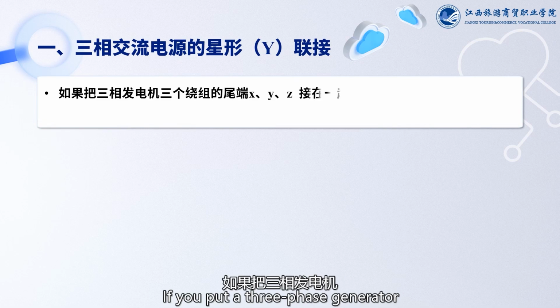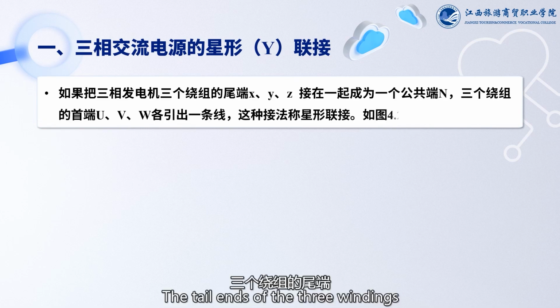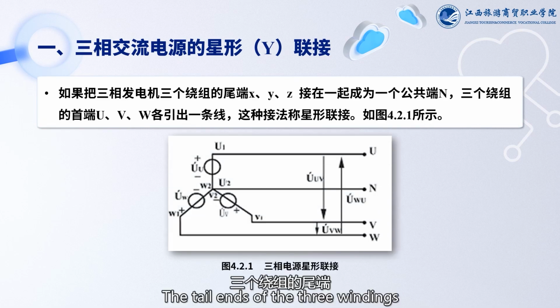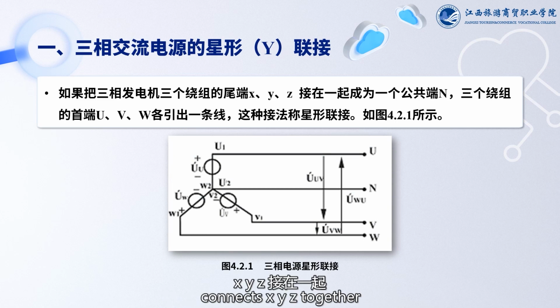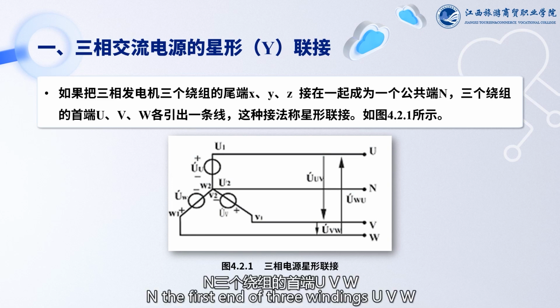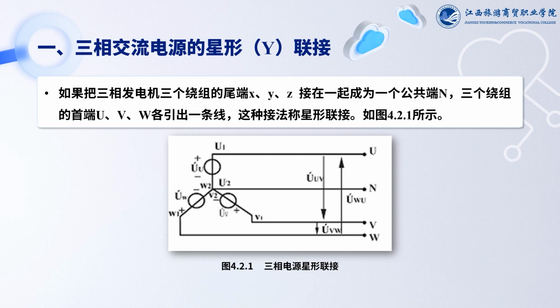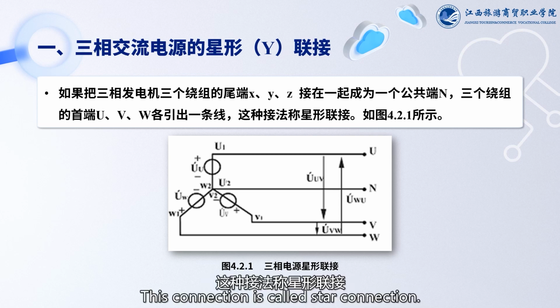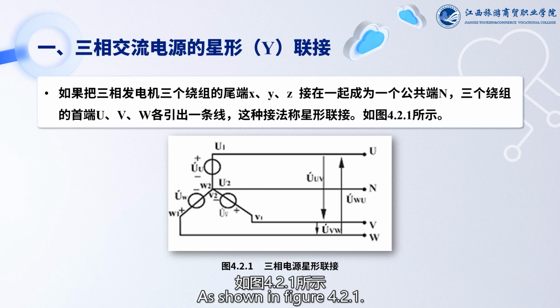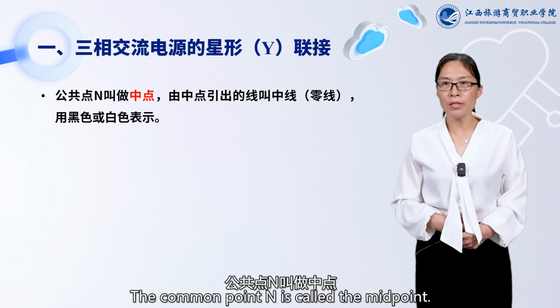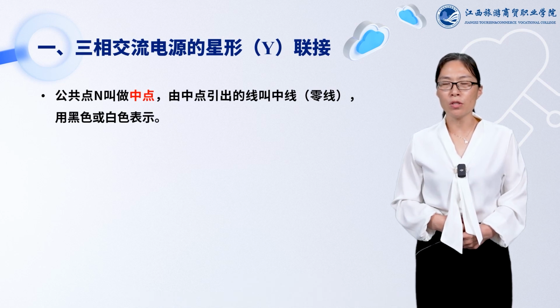If you take a three-phase generator and connect the tail ends of the three windings, X, Y, Z, together, they become a common terminal. The first ends of the three windings are U, V, W. This connection is called star connection, as shown in figure 4.2.1. The common point N is called the midpoint.